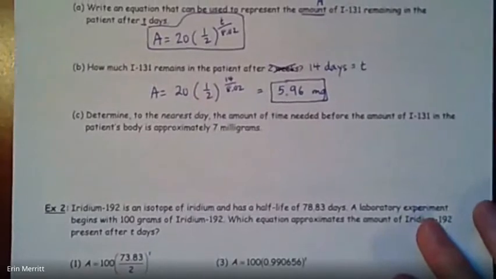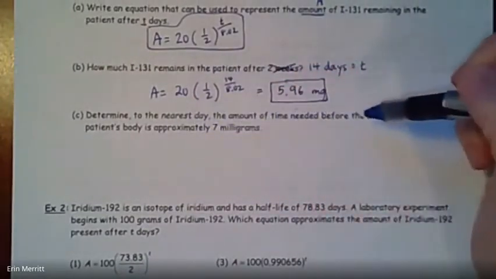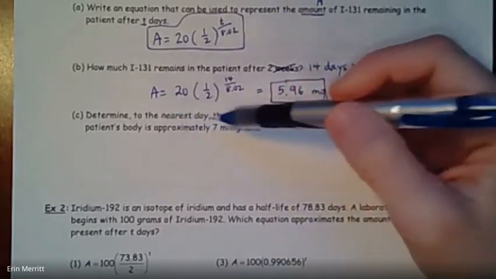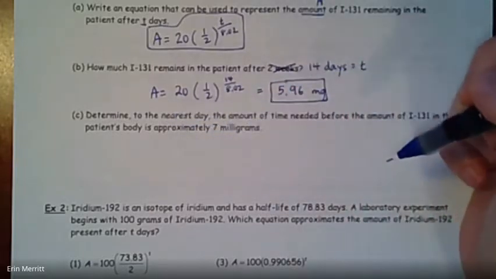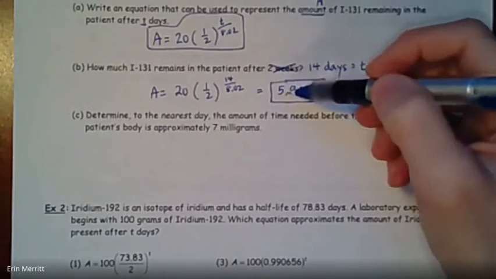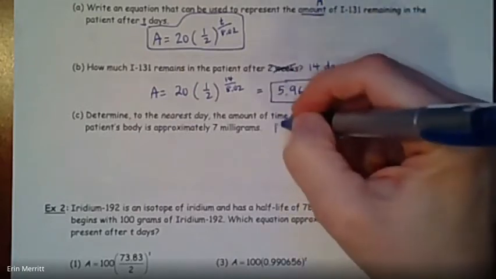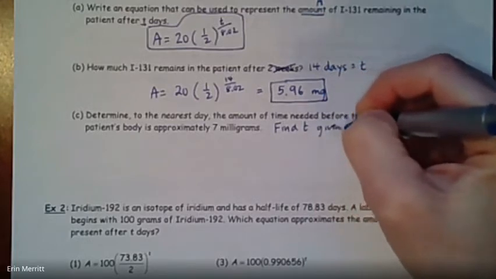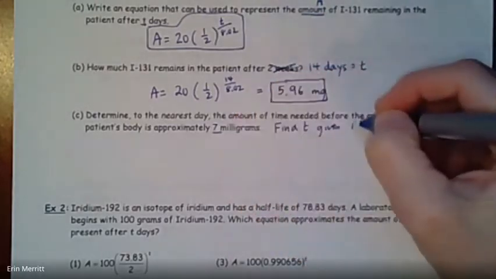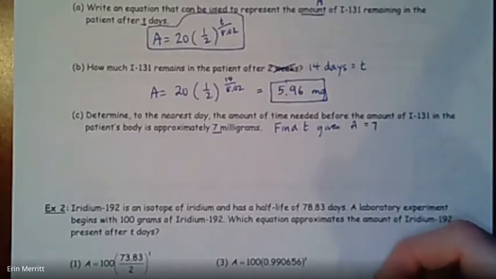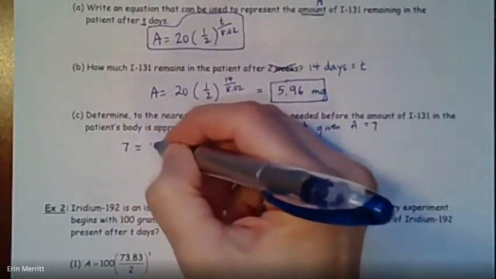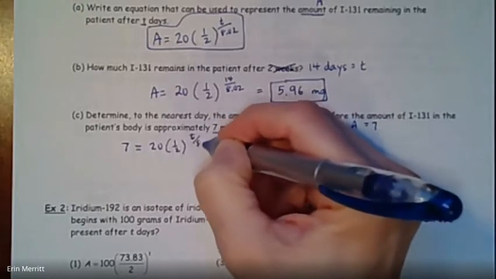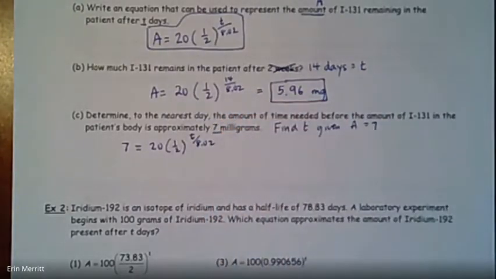All right, part C, determine to the nearest day the amount of time needed before the amount of iodine in the patient's body is approximately 7 milligrams. So it should be a little less than what we had here. But we want to find t, given that A is 7. So 7 goes in on the left, 20 times 1/2 to the t over 8.02.